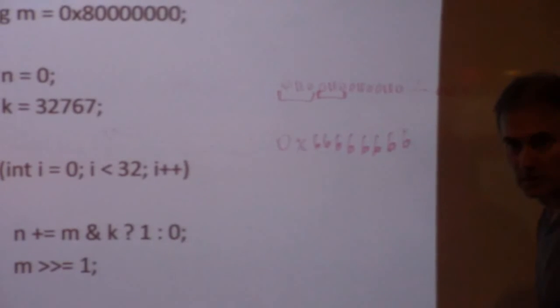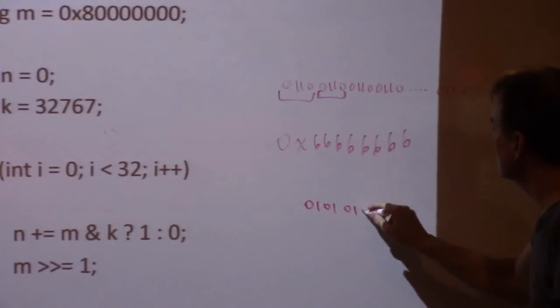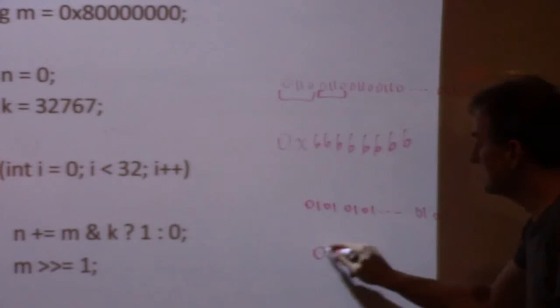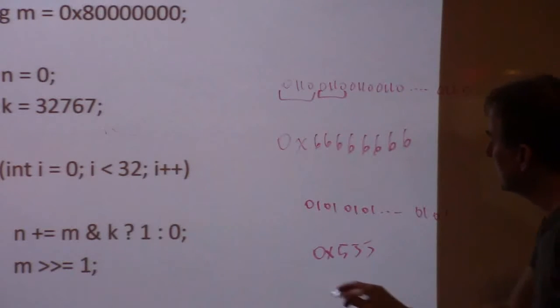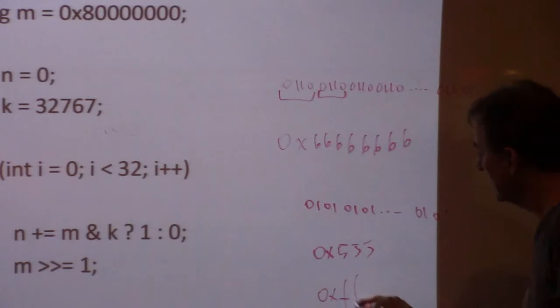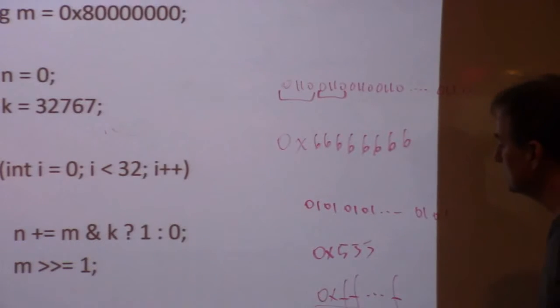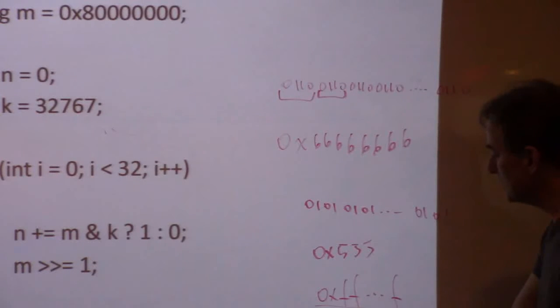Okay? If I want you to write a number that looks like this, 0, 1, 0, 1, 0, 1, 0, 1, etc., it's going to be 0x5555. What if I write the number 0xFFFFFFFF? What does that look like? What's the binary version of 0xFFFFFFFF? Each F is 1, 1, 1, 1. 1, 2, 4, 8. 8 plus 4 is 12, 13, 14, 15.